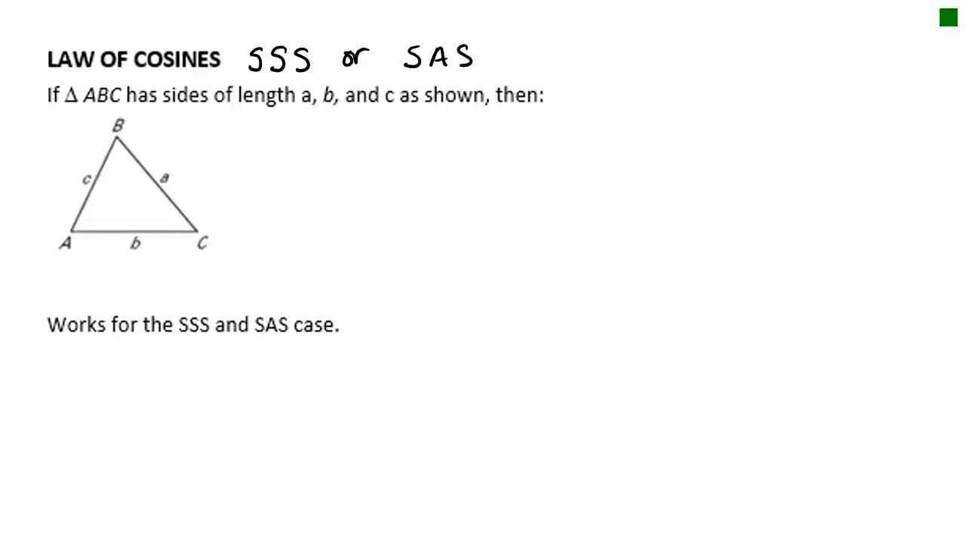So here's the law of cosines. Side A squared equals side B squared plus side C squared minus 2 times B and C, those sides, and the cosine of angle A, so the angle opposite side A.